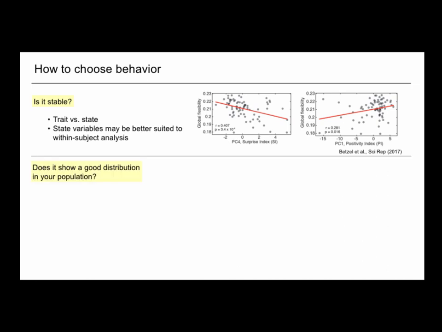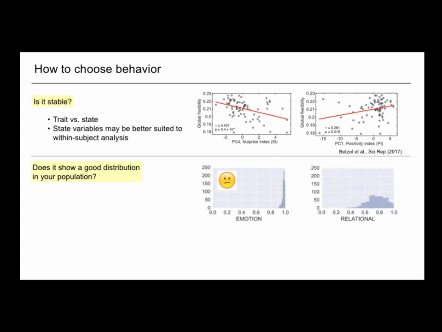Maybe this is obvious, but another thing to ask yourself is, does the behavior that you're interested in show a good distribution in your population? This can be challenging sometimes, especially with the very healthy adults that we tend to get as healthy volunteers, here at NIH and other places. For example, this is a distribution of performance scores on the emotion task in the HCP in-scanner performance. You can see that there's a huge ceiling effect here, so everyone did super well on this task. It might not be that meaningful to try to look for individual differences that correlate with this because there's just not that much variation to begin with.